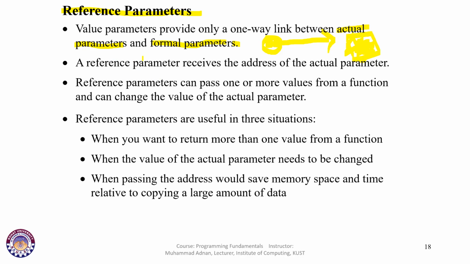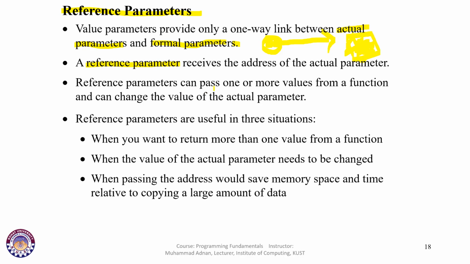But a reference parameter receives the address of the actual parameter. Actual parameters are variables. In the case of a reference parameter, we do not receive a copy, we receive the address of the actual parameter and we store that address in a reference parameter. Remember, by reference we mean address. So a reference parameter receives the address of the actual parameter.